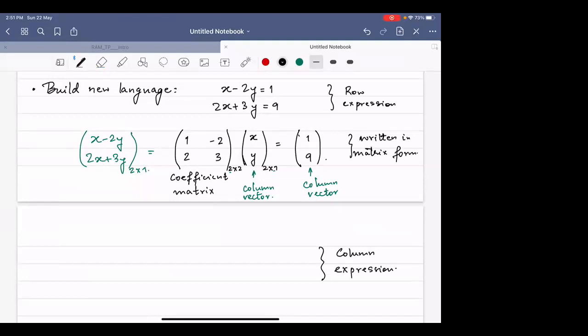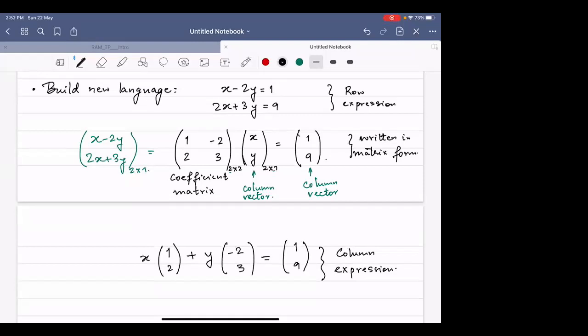What I can do is I can see this is variable x in both places, right? So this is 1 times x, 2 times x. I can write this as x times the vector 1, 2, plus y times the vector minus 2, 3, equals the vector 1, 9.